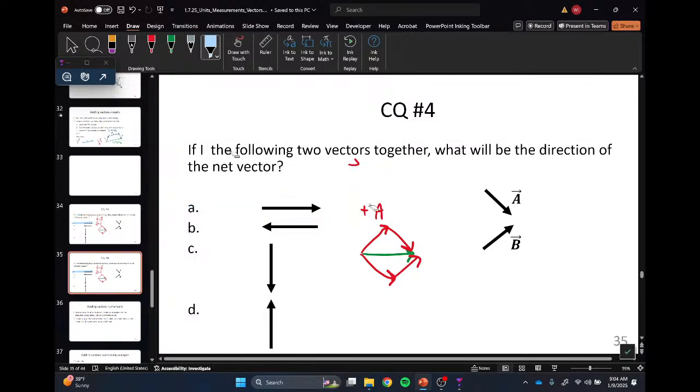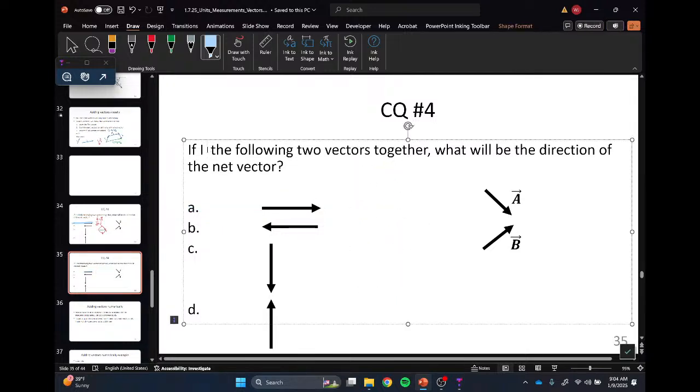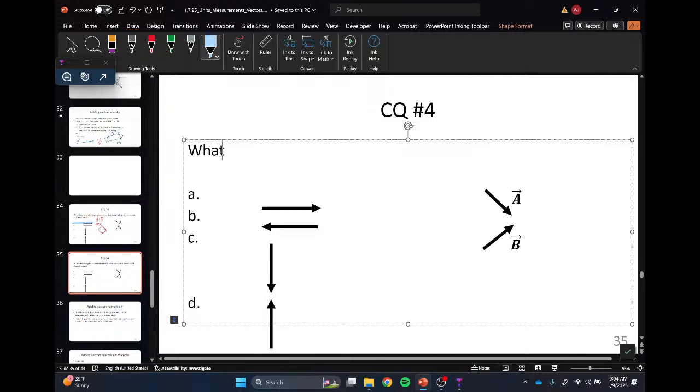I say same exact problem. Erase all the things. Which vector represents A minus B? Okay, so here's my hint to you all. Hint: A minus B is the same as A plus negative B.